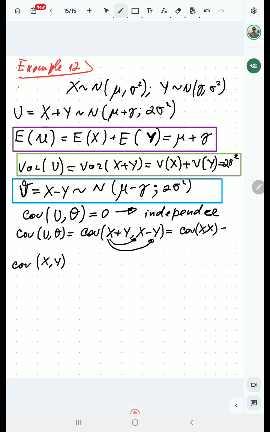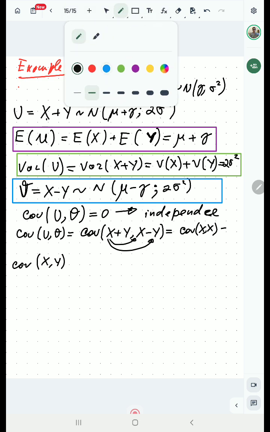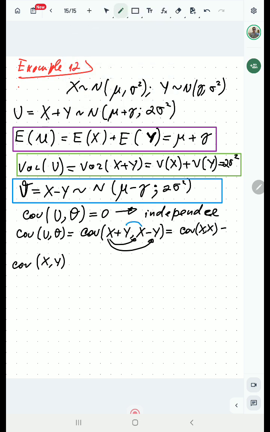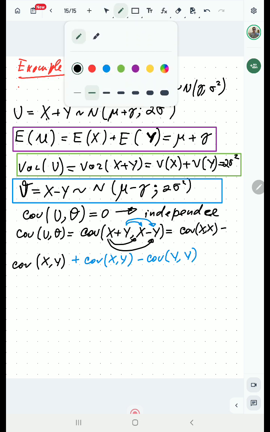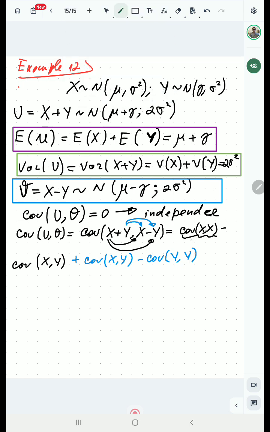y, and then let me use another color. You're going to take yx and yy, right? But we have to keep the signs there. So it's going to be equal to plus the covariance of xy and minus the covariance of y and y. And we know that by the definition of variance, the covariance of a variable with itself is equal to its variance. It's equal to the variance of x, and that's equal to the variance of y.